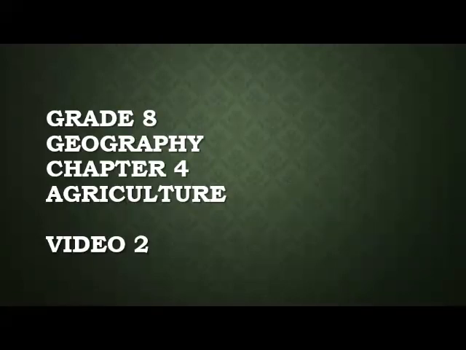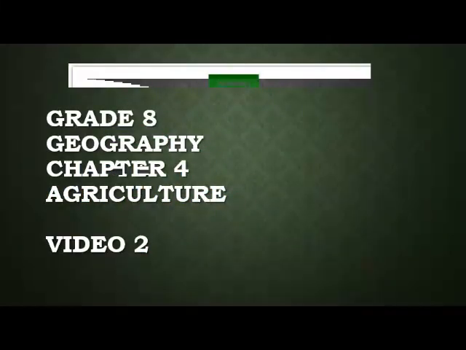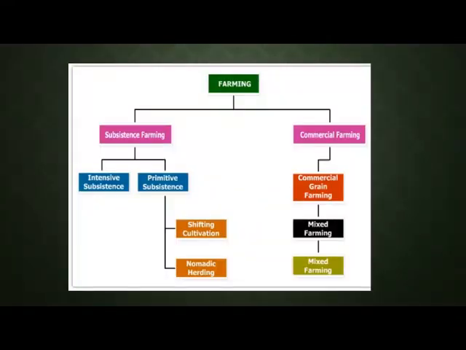The chapter name is agriculture. Farming is divided into two: subsistence farming and commercial farming. Subsistence farming is again divided into two: intensive subsistence and primitive subsistence, which is divided into shifting cultivation and nomadic herding. Whereas commercial farming is divided into commercial grain farming and mixed farming.